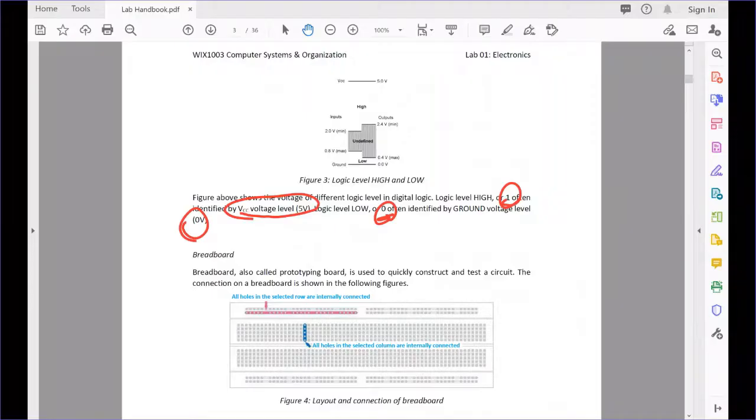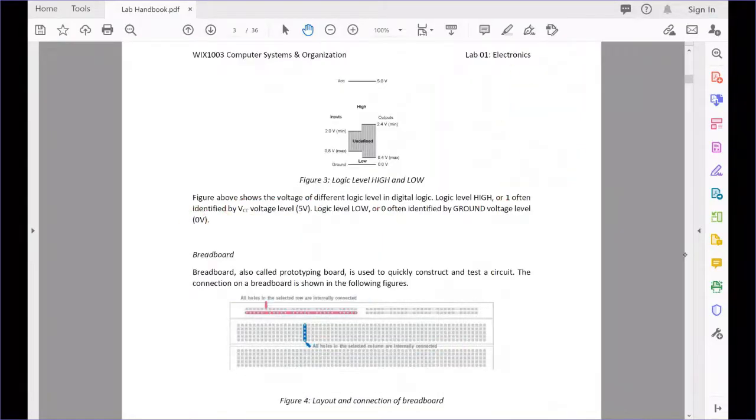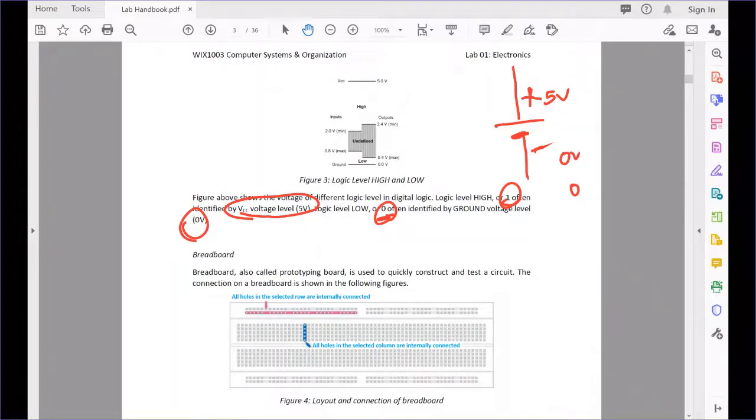Okay, and anything connected to the negative side of your power supply is considered 0 volt, and if this voltage level is detected, it will be considered a logic 0. Anything connected to the positive side of your power supply will get 5 volt, and in logic it will be considered a logic 1.